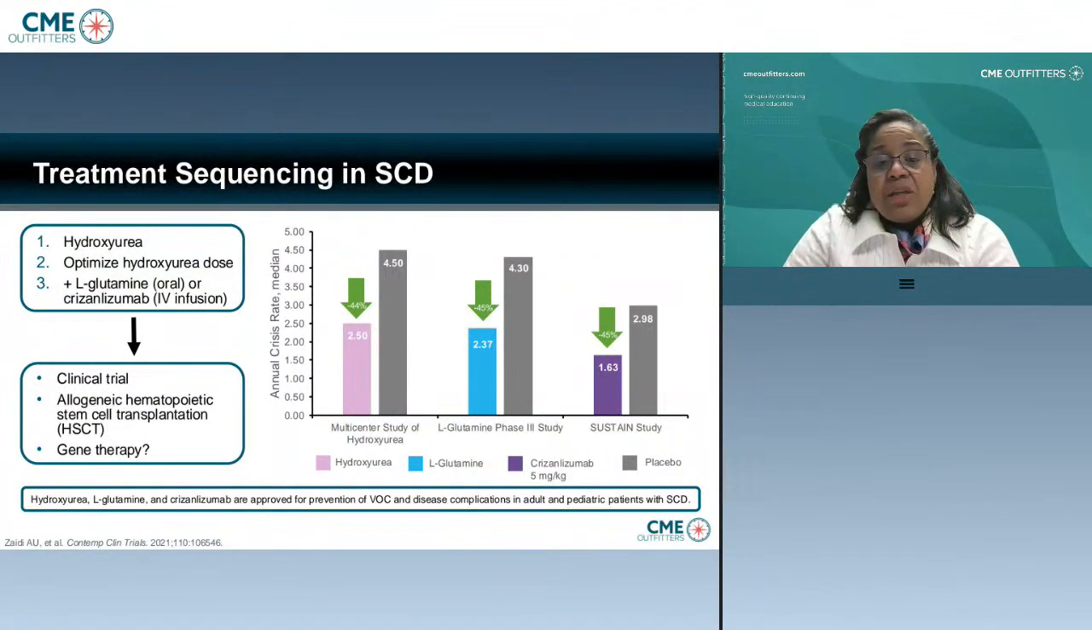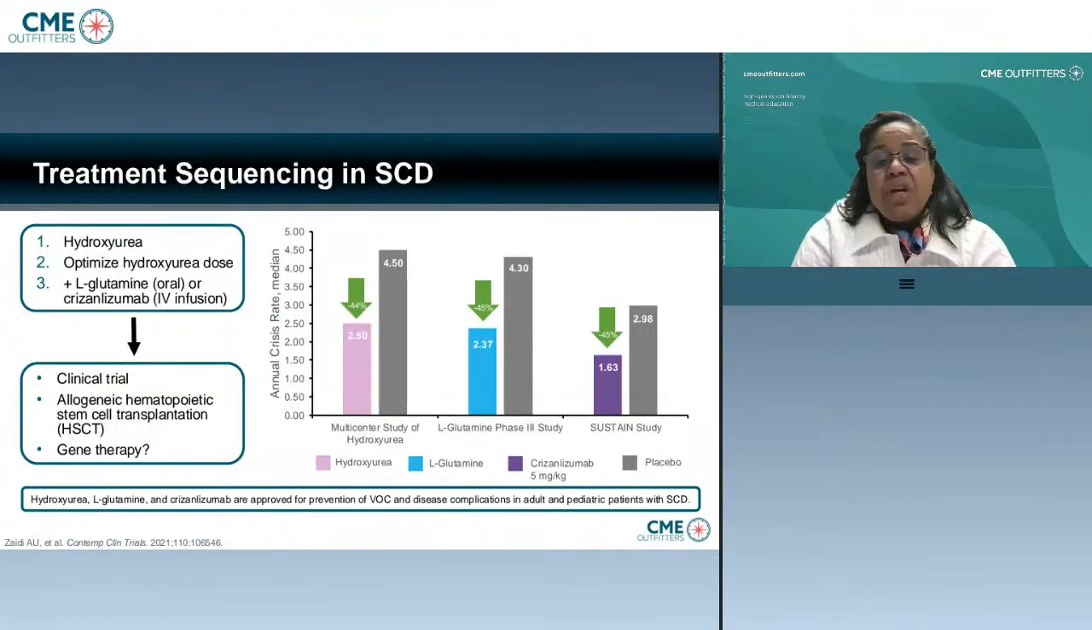Lastly, the SUSTAIN study, where they evaluated crizanlizumab at a dose of 5 milligrams per kilogram, and as I mentioned before, is given as an IV infusion over an hour every 4 weeks, also showed that there was a decrease in the annual crisis rate as compared to placebo. But as you see also, the number of crises that patients had when the multicenter study of hydroxyurea was done versus on the SUSTAIN study was much less. And part of that is because a lot of patients, although not all, that participated in the SUSTAIN study for crizanlizumab were already on hydroxyurea.